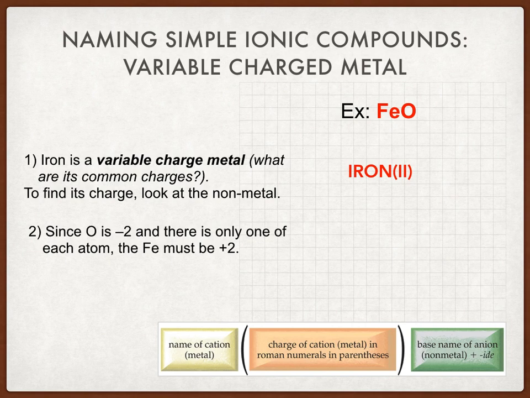So we're going to write iron, parentheses, Roman numeral 2, and then we're going to write oxygen, but we have to change the ending of the anion to IDE. So it's going to be iron 2 oxide. Okay. And again, the Roman numeral 2 is because iron can either be a +2 or a +3, so I'm indicating that this is an iron +2 oxide when we write it out.